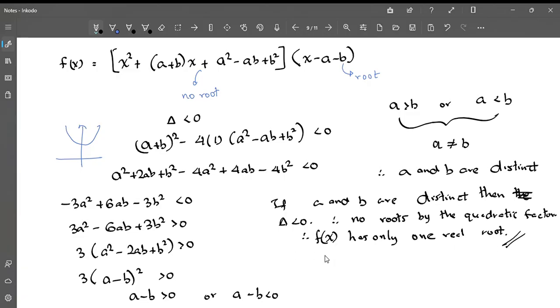What is that real root? Are they asking for that real root also? We will write it: x minus a minus b equals 0, x equals a plus b. This is the real root. Remember this part, x equals a plus b is the root. This will be useful in the next question.